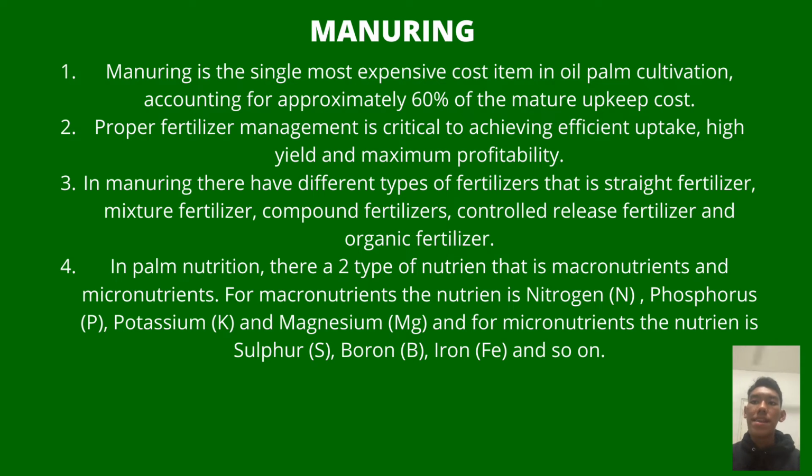In manuring, there are different types of fertilizer: straight fertilizer, mixture fertilizer, compound fertilizer, controlled release fertilizer, and organic fertilizer. In palm nutrition, there are two types of nutrients, macronutrients and micronutrients. For macronutrients, the nutrients are nitrogen, phosphorus, potassium, and magnesium. For micronutrients, the nutrients are sulfur, boron, iron, and so on.